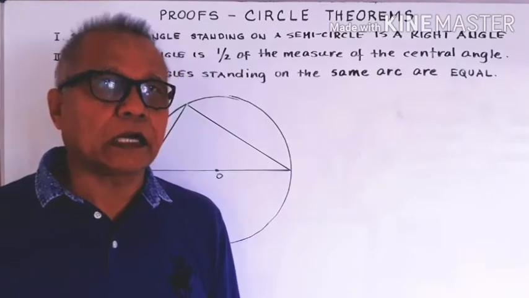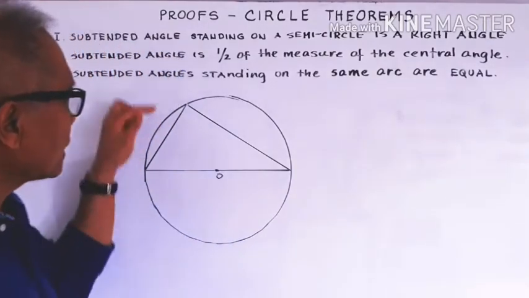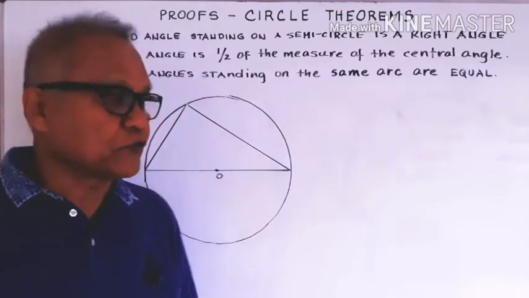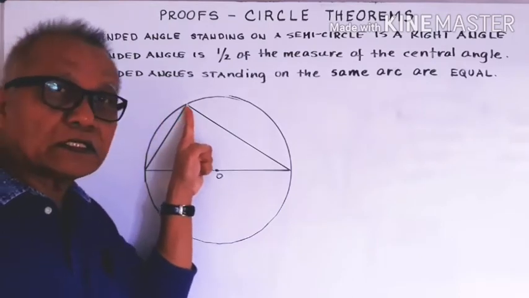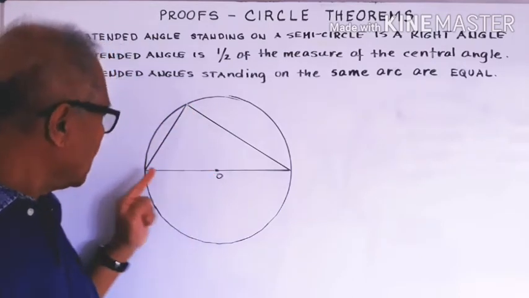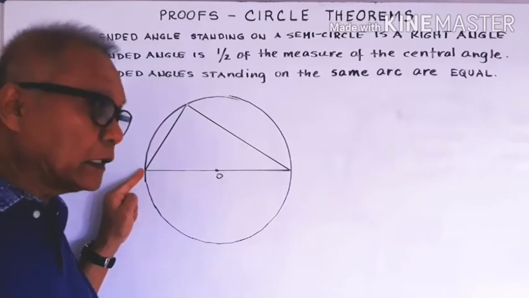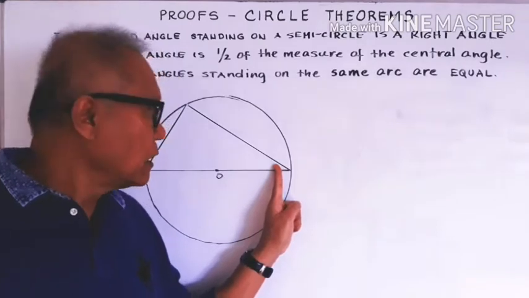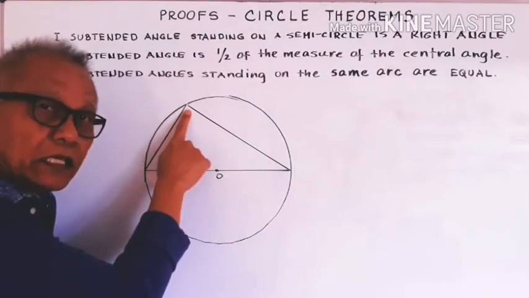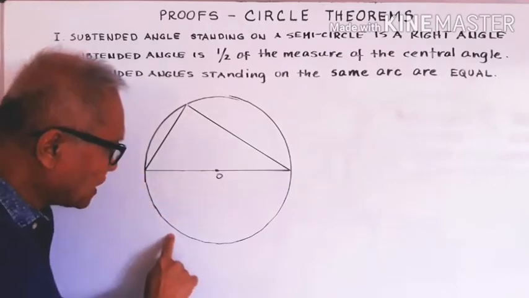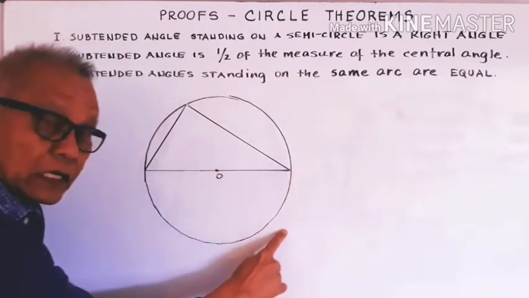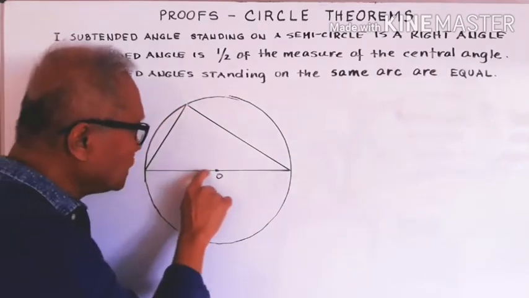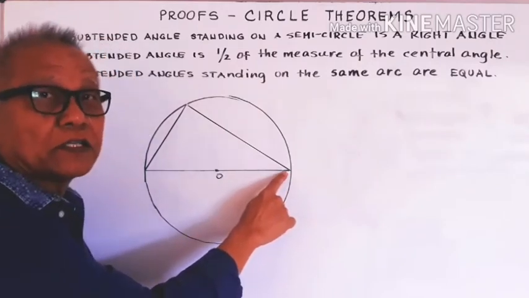The subtended angle or angles are the angles that can be found on the circumference of our circle. So this one is a subtended angle. This one is a subtended angle. This angle here is also a subtended angle. The angle here is standing on a semicircle. This is our semicircle. The angle here is standing on the diameter of our circle.